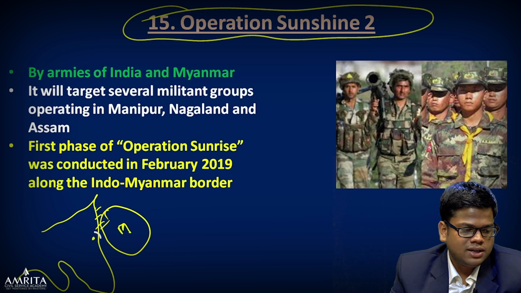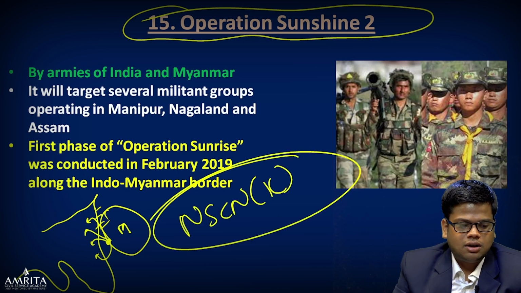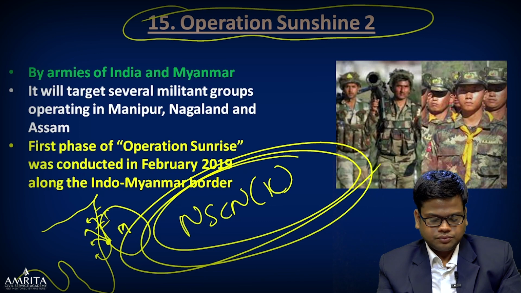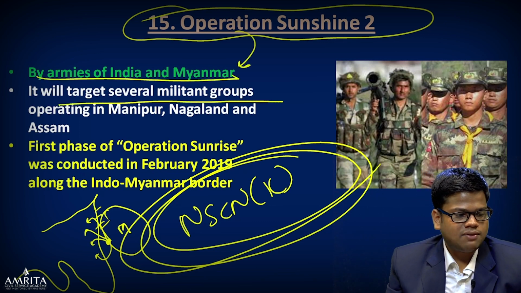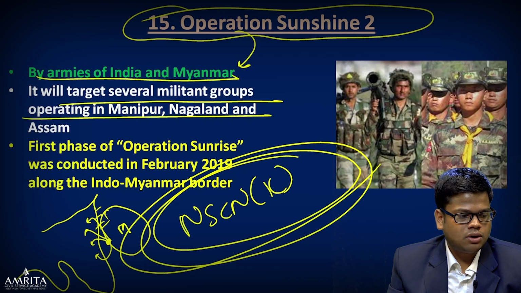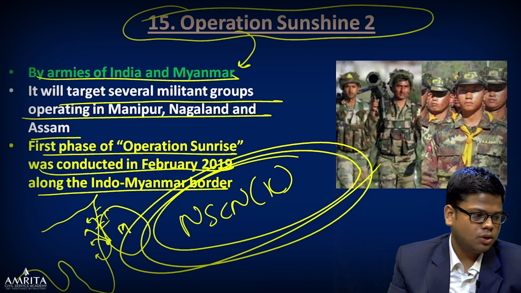Many of the insurgents make their base in Myanmar, and they use that base to carry out their insurgent activity in India. Operation Sunrise is, for example, one of the cases of NSCN-K, Khaplang. By the armies of India and Myanmar, it targeted several militant groups operating in Manipur, Nagaland and Assam. The first phase of Operation Sunrise was conducted in February 2019 along the Indo-Myanmar border.